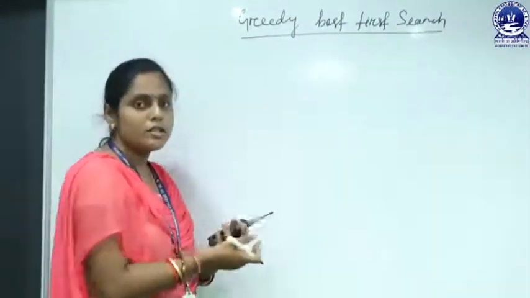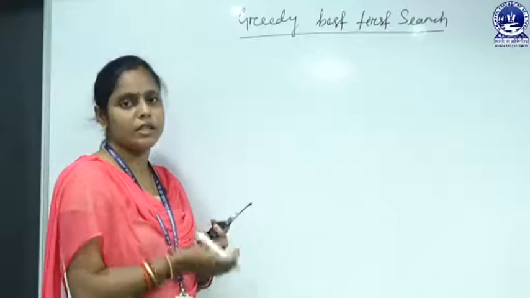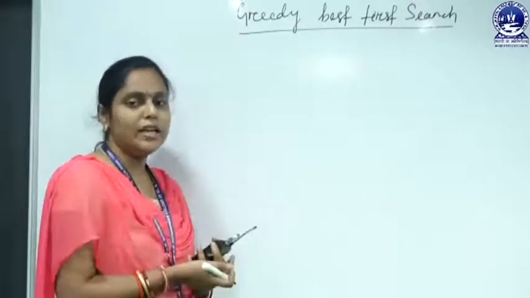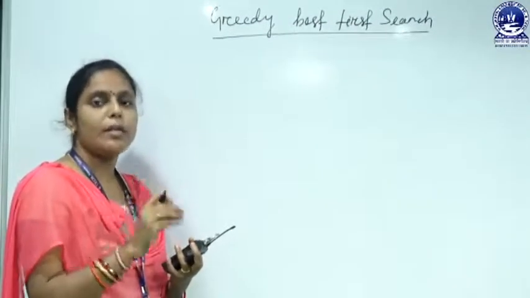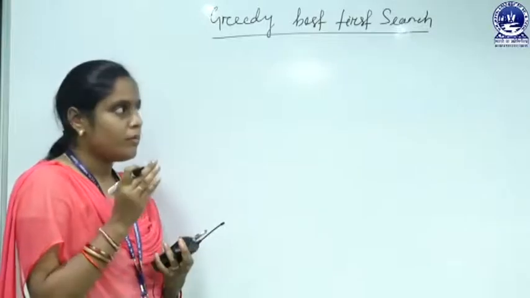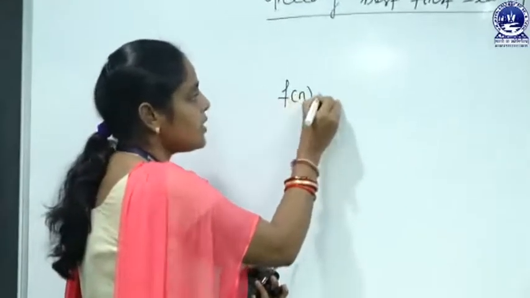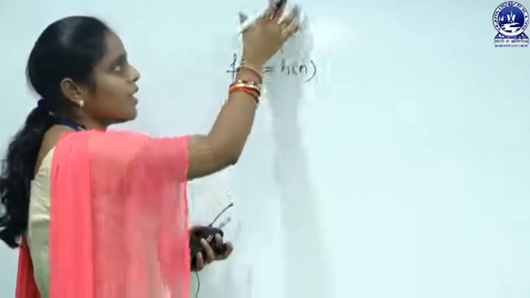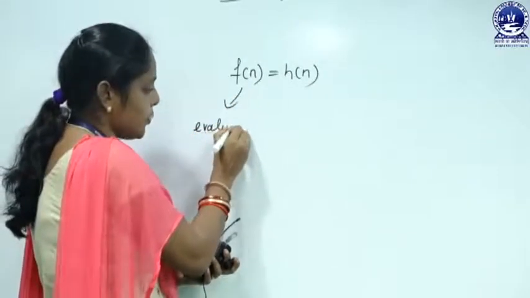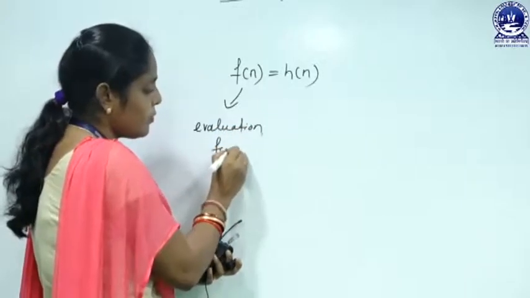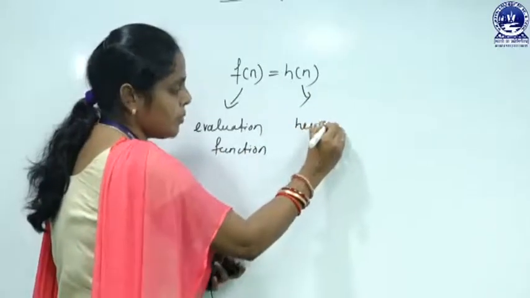This greedy best first search algorithm always tries to expand the node which has the lowest heuristic value. For this reason, the algorithm finds the evaluation function of each node, and this evaluation function is f(n), which is equal to h(n) for greedy best first search. Here f(n) is called the evaluation function, and h(n) is called the heuristic function.